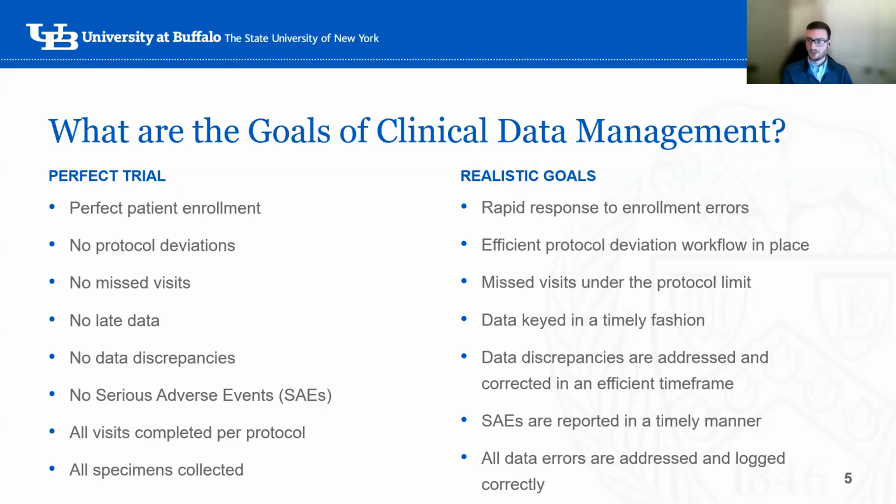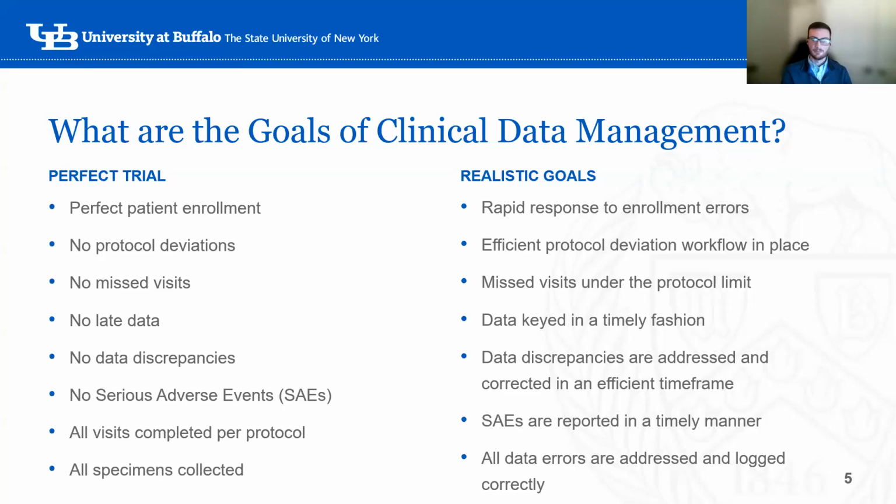Now that would be perfect. That would be an ideal study that would go through smoothly. We'd have no issues. But if trials were like that, I probably wouldn't have a job. So what do we do in the case of realistic goals? What are our goals when we're dealing with what actually happens in a trial?